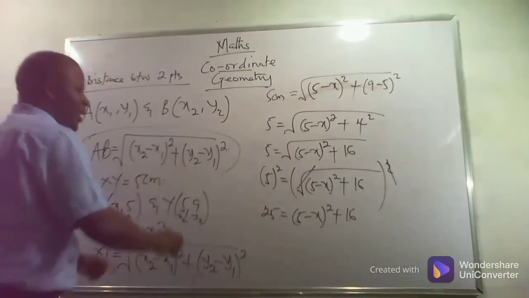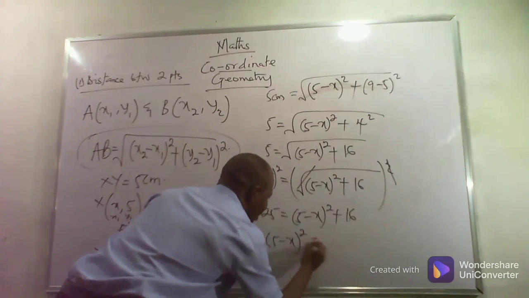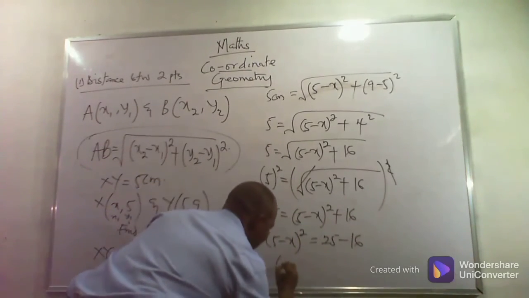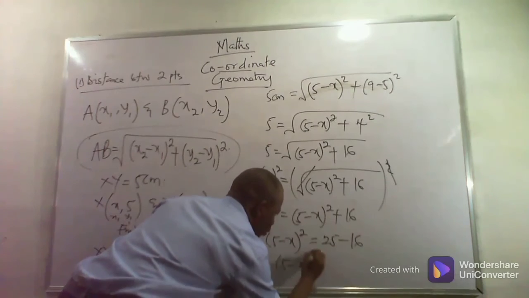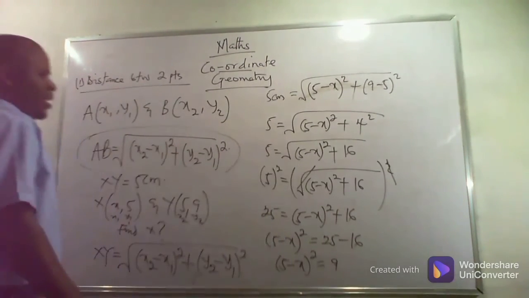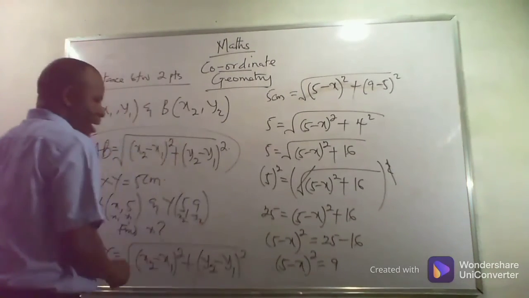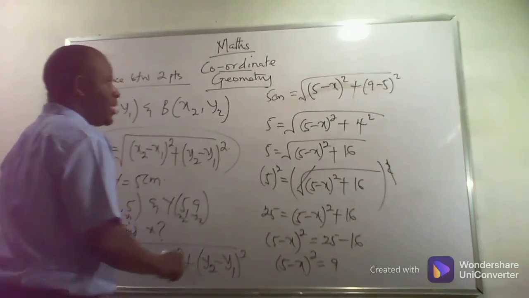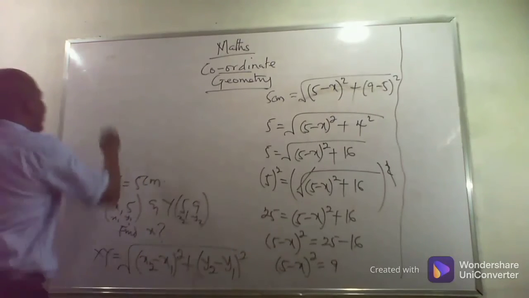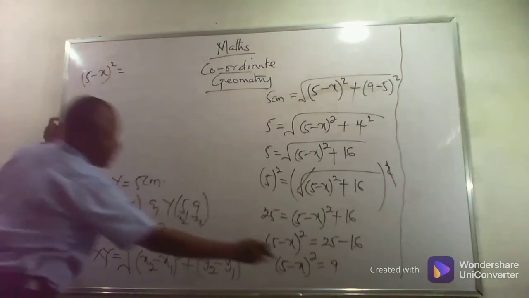What do I do? Collect the like terms. So I have (5 minus x) squared equals 25 minus 16. So what do I have? I have (5 minus x) squared equals this minus this. That gives me 9. This will give me 9. So from here, I can simplify. Let's use this part of the board. So we have (5 minus x) squared equals 9.